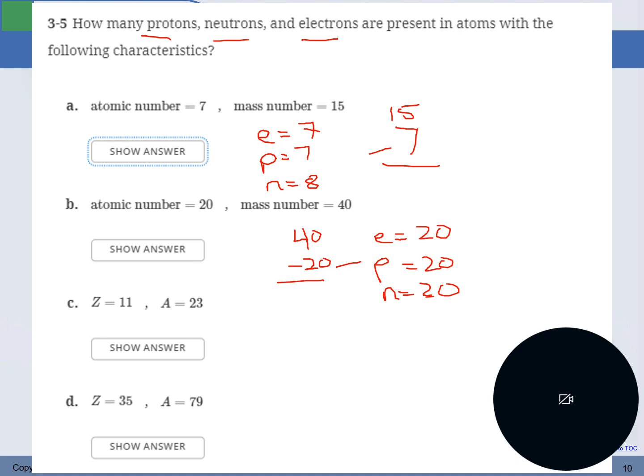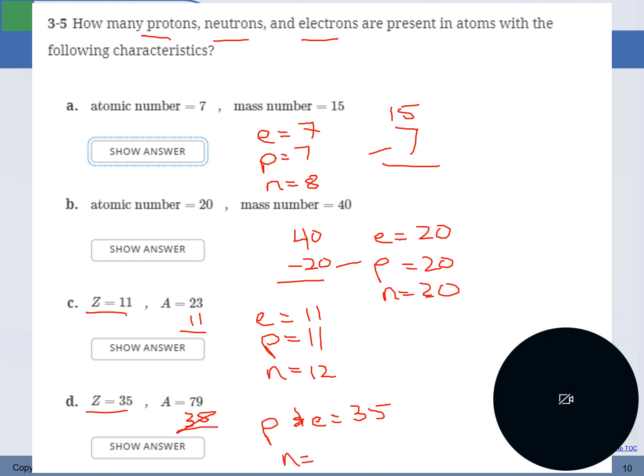Here they're giving it to you in a slightly different way. This is the number of protons, and it's the number of electrons. And if we were to subtract 11 out of here, we would end up with our number of neutrons, which in this case is 12. Same thing is true here. Our protons and our electrons are equal to 35. And again, if you were to subtract these two numbers, you would end up with 44.